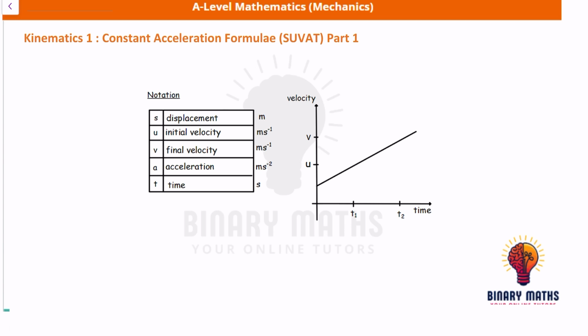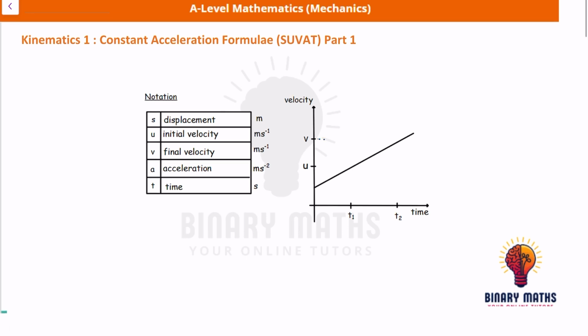Then if we have 2 points, v, which is the final velocity, and u, which is the initial velocity, the time it takes to go from initial velocity to final velocity is called t. So t is equal to t2 minus t1.